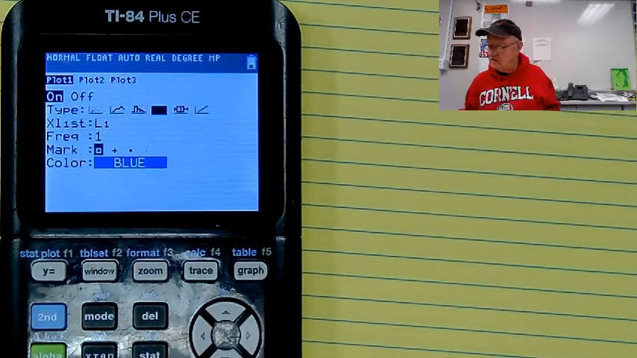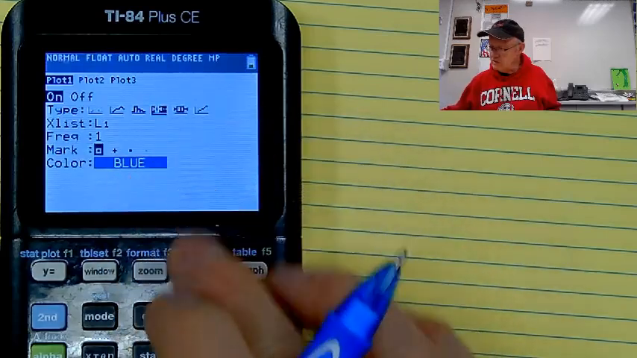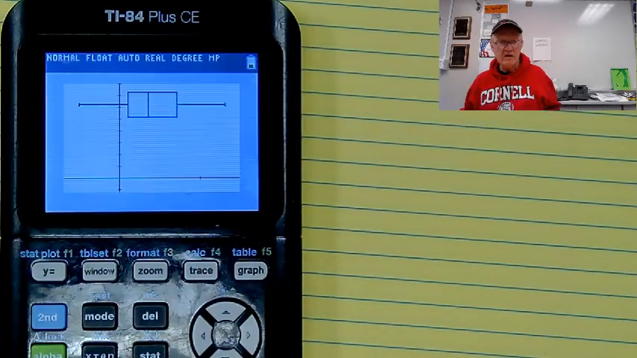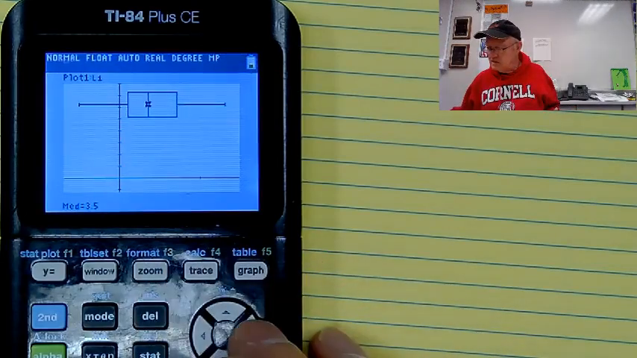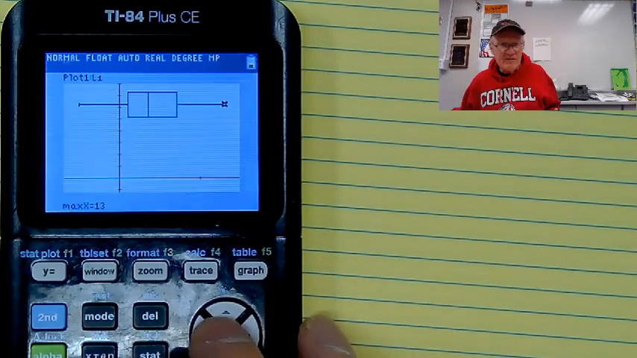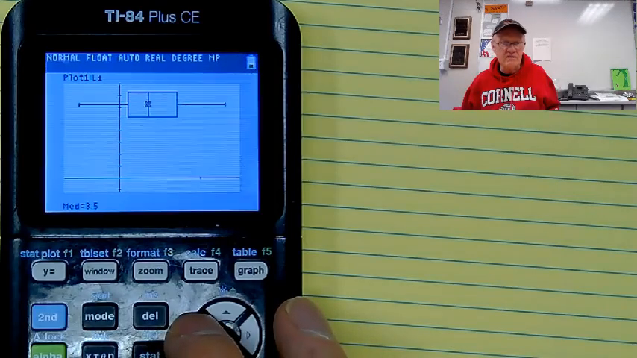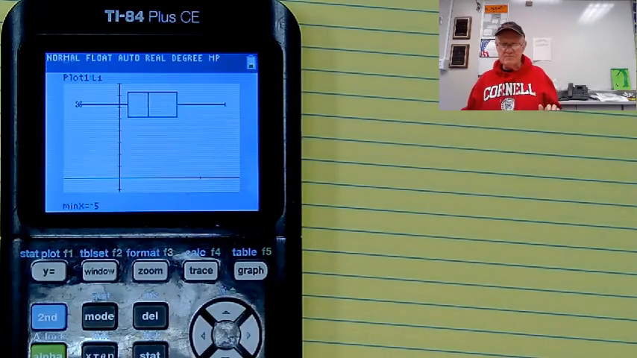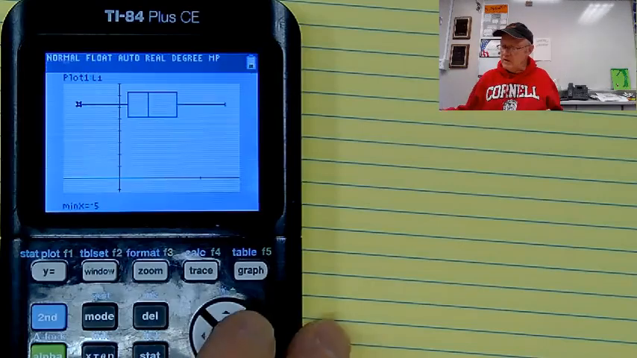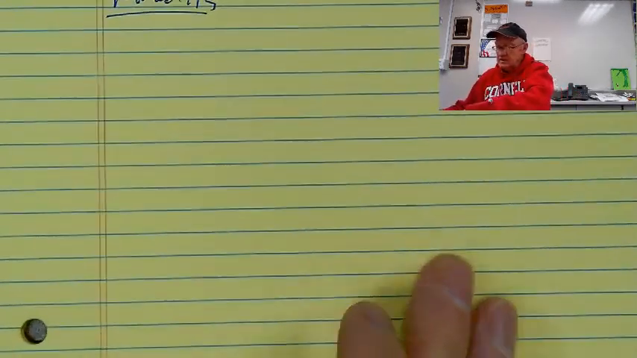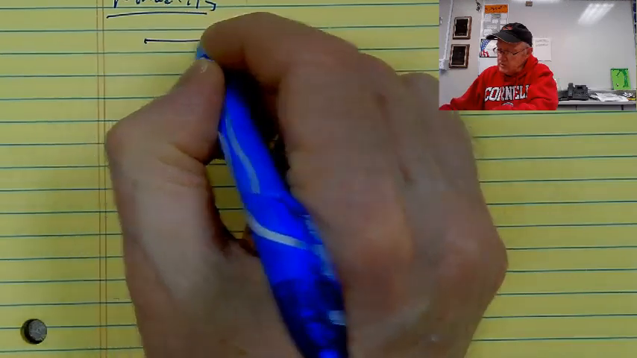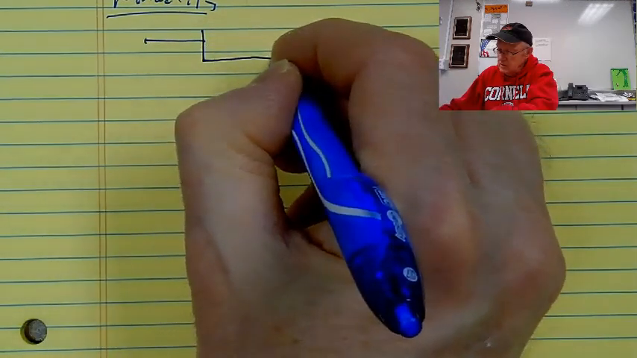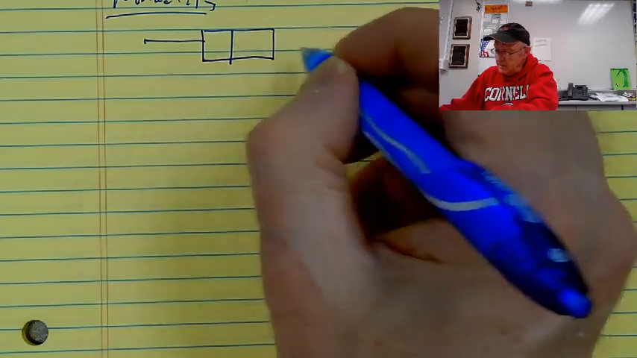So I go zoom stat. And I see that, and you could hardly ask for nicer data, huh? If I hit trace, I can see 13, there's 7, there's 3.5 for my median, first quartile 1, and minimum is -5. So this is almost too good to be true. But I'm going to copy that down, and this is in my procedure. That median is slightly off center, but you could really hardly ask for a better looking box plot.